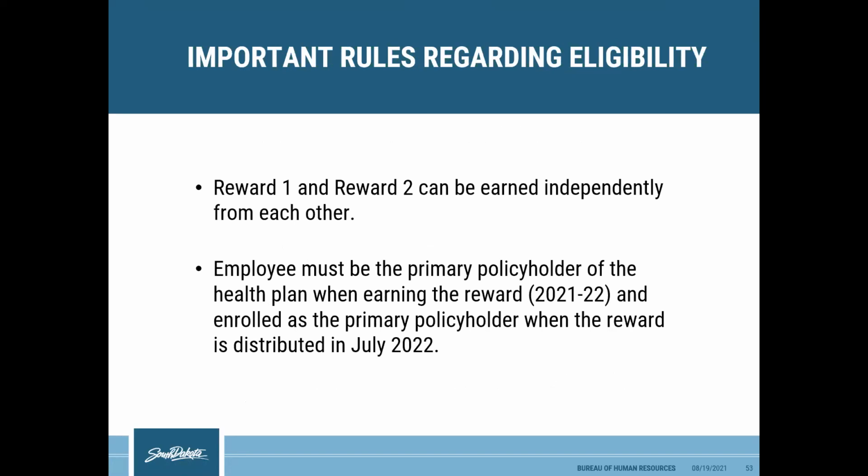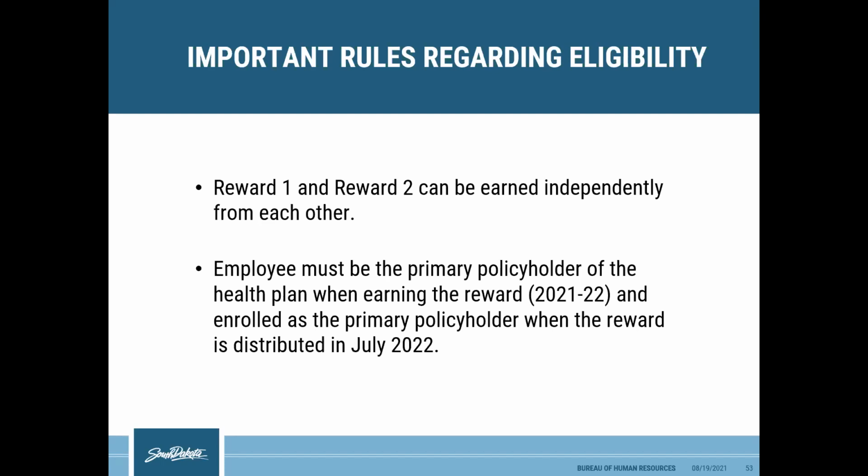I'm just back to those points for a minute. Just as a reminder, the portal will be launched in September, and you will be receiving information about that. Some other important rules regarding eligibility: Reward 1 and Reward 2 can be earned independently from each other. So you can do one and not the other if you want to. The employee must be the primary policyholder of the health plan when earning the reward. So if you opt out of the health plan, you would not be eligible for the reward. It is tied to health plan participation.